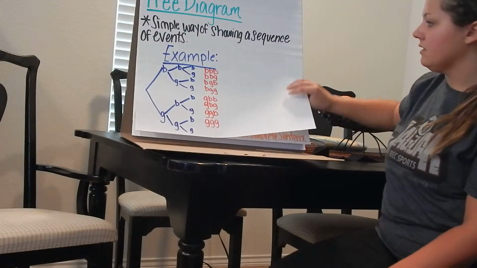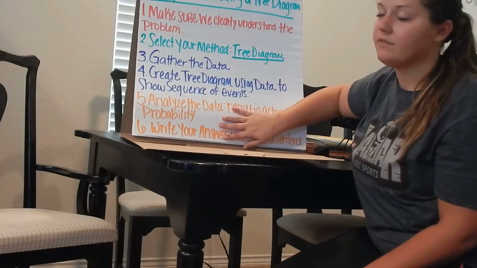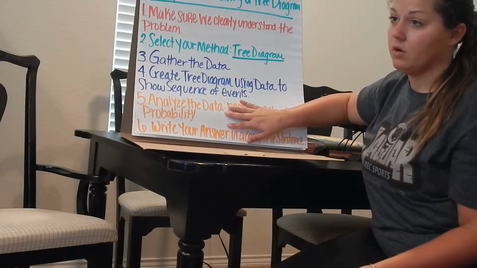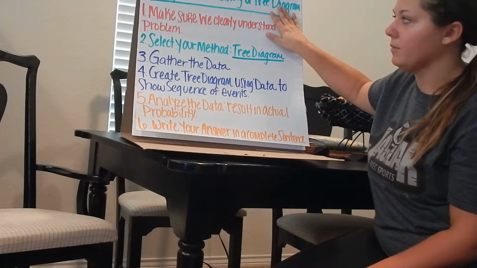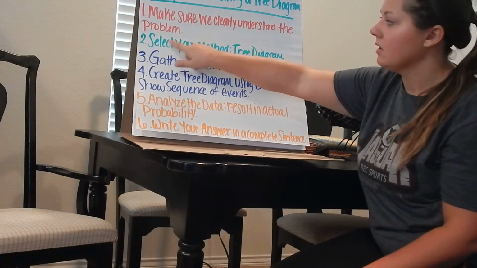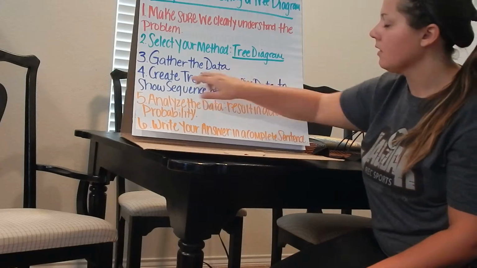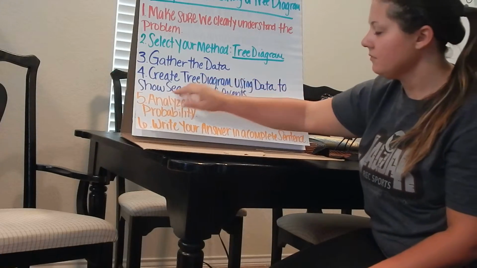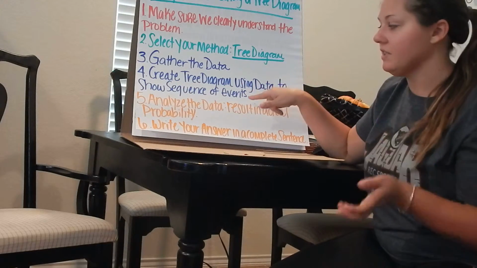So in order to conduct these tree diagrams with these theoretical probability questions, we have steps that we must follow. I'm going to go over the steps and then we're going to go on with our examples. The steps to creating a tree diagram with theoretical probability: First, you want to make sure you clearly understand the problem. Second, you want to select your method, which is the tree diagram. Third, you want to gather the data that the question gives you. Fourth, you want to create the tree diagram using the data to show your sequence of events.